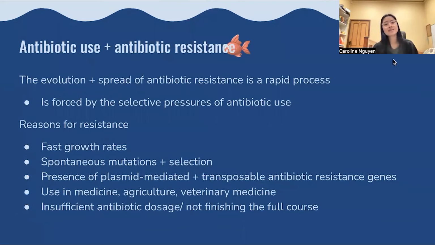Antibiotic use and antibiotic resistance. So now we need to understand how antibiotic resistance is a problem and how it happens in the first place. It's the evolution and spread of antibiotic resistance. And the reason why it happens is because there are selective pressures that are associated with antibiotic use.